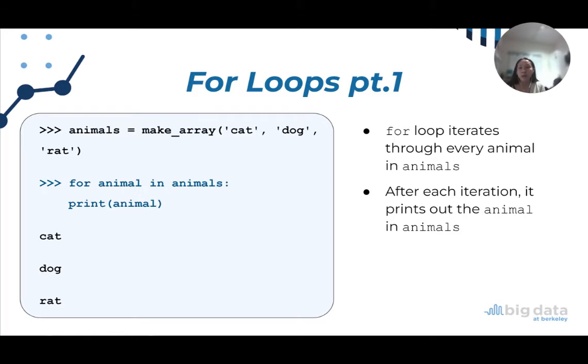So what do you think would happen here? Maybe take a second to pause the video and think about what would be outputted if you run this code. If you looked at the answers on the screen and guessed that cat would be printed, then dog, then rat, you are right. That is exactly what will happen. The for loop iterates through every animal in animals. So it goes through cat, then dog, then rat, and at every iteration, it prints out that animal, or whatever variable you will eventually specify, whether that be X, Y, or Z.